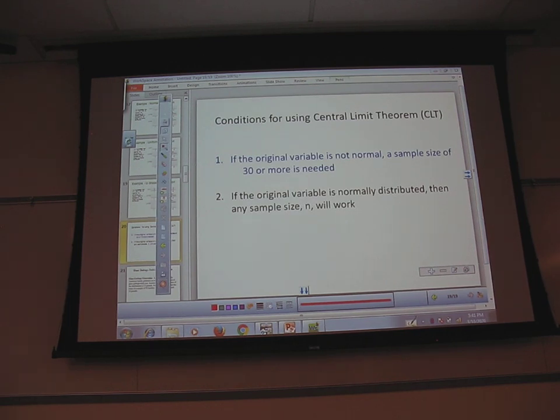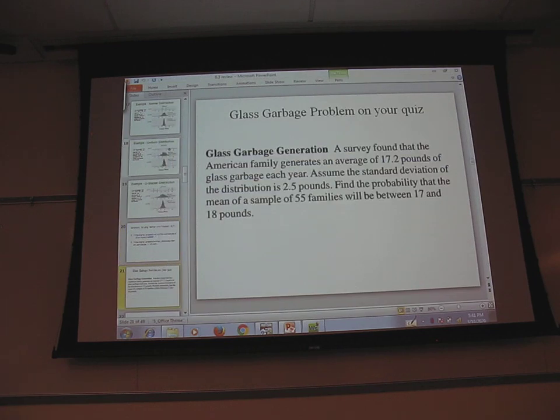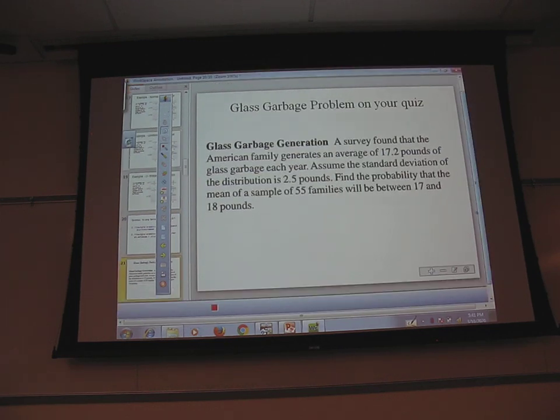Great. And this is your quiz problem. Remember, we need to find some things. Every problem is going to have a mean and a standard deviation. You need to find those two things.